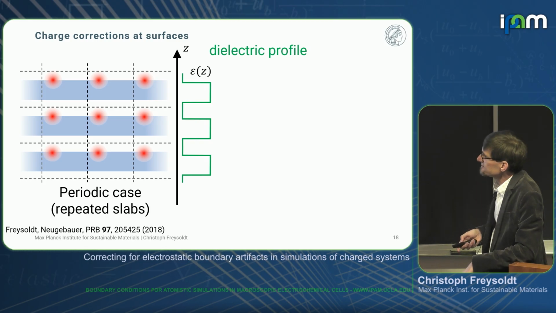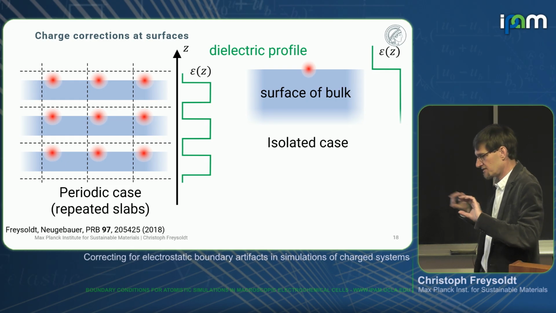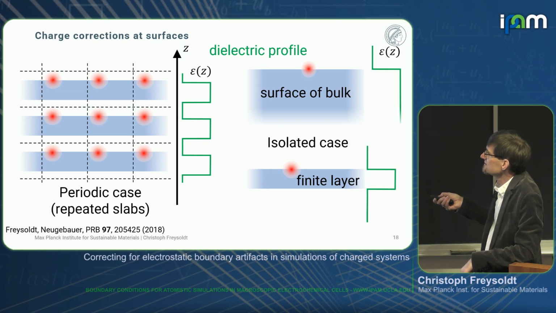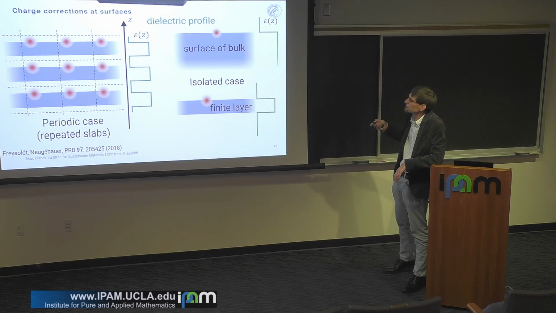And now, in principle, we can compare this artificial situation to the situation that we really want, which might either be that we have a defect sitting at the surface of a very large bulk, where the dielectric profile would look like this, or the case where we have thin layers, in particular of 2D materials, where the isolated case might actually still correspond to a finite layer, but without the presence of the neighboring defects. So in principle, we can construct a correction in exactly the same way, except that we now have to take into account these dielectric profiles.